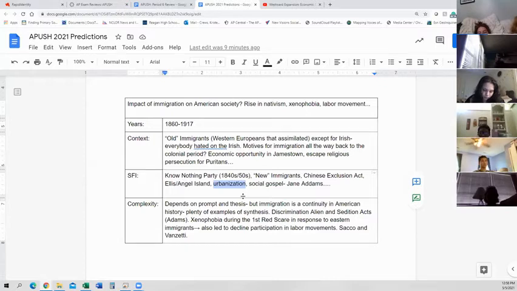Could Hull House be used as complexity for the New Deal as a type of reform of the past? Those are two different things, because Hull House was a private organization that was created to help people, whereas the New Deal was the federal government. So be careful with things like that.